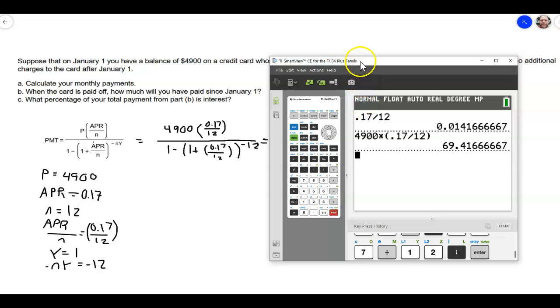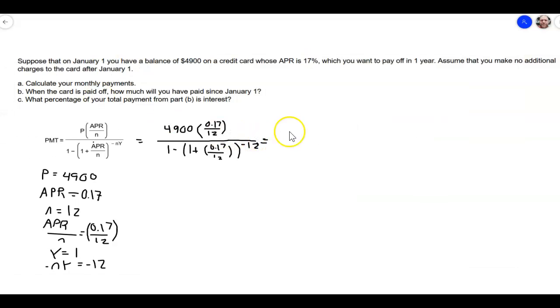And here, on the top I have 69.416666. Let me see, 1, 2, 3, 4, 5, 6. I get it like that.